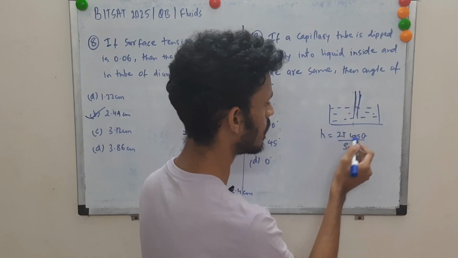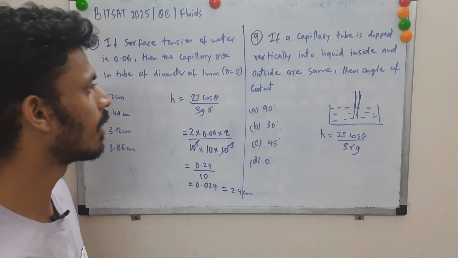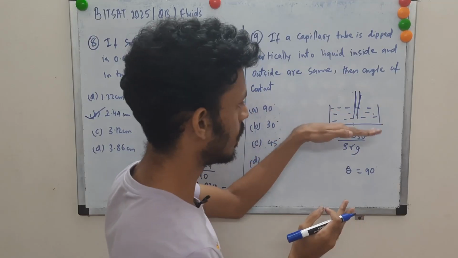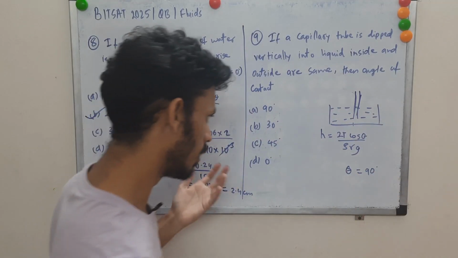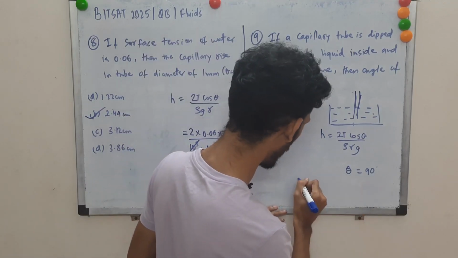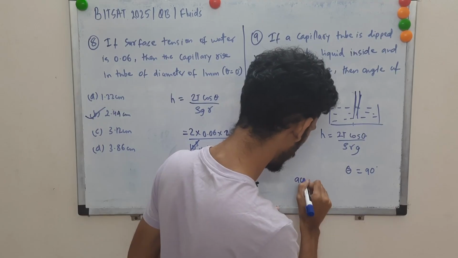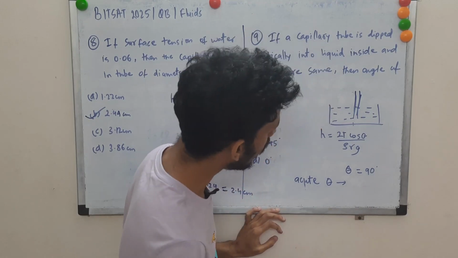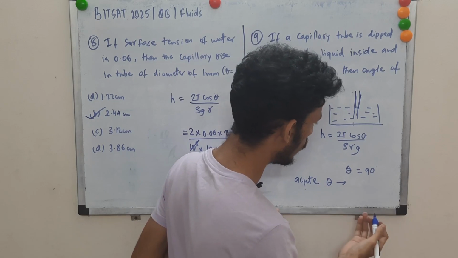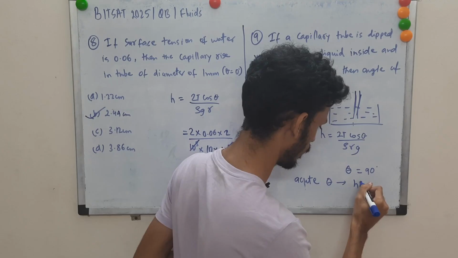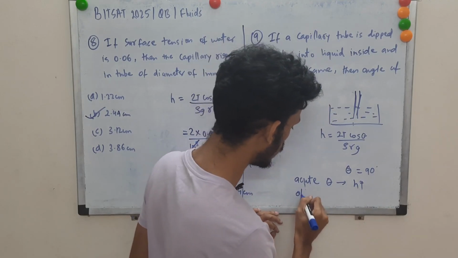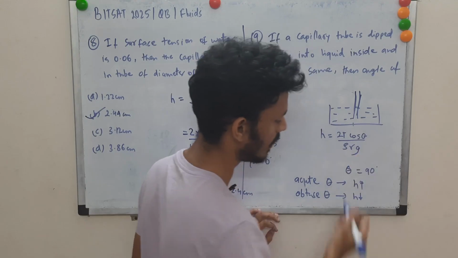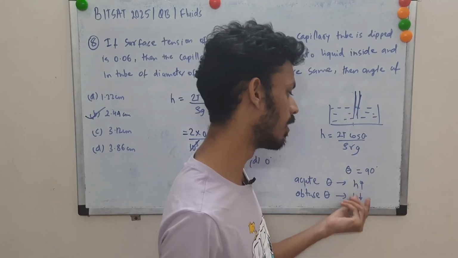All of these are finite terms, but cos theta can go to 0, provided the angle of contact is 90 degrees. So basically this will be flat to the surface. If you remember the concept, if theta is acute, then we'll have h increase. And if it is obtuse, h will decrease, because in the second quadrant cos is negative. So there is a fall in h, and here there is a rise in h.